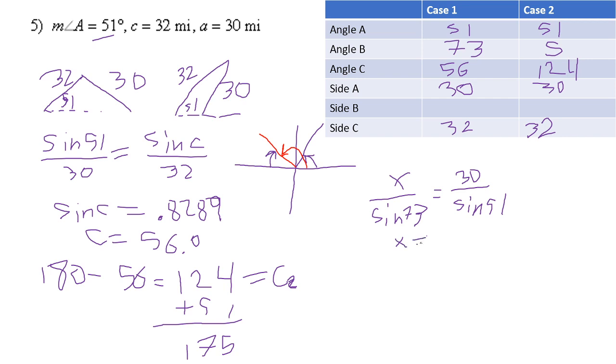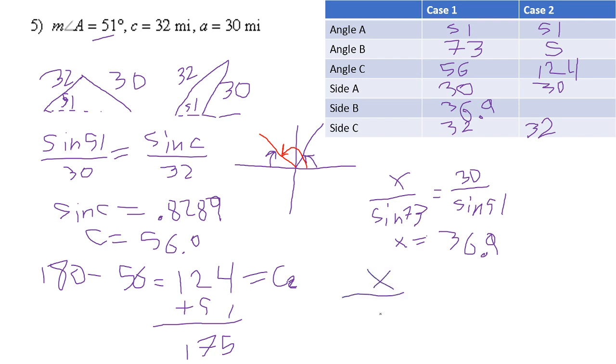So x equals, when you just multiply both sides by sine of 73, you get that x is 36.9. And then finally we wrap up with the other case.